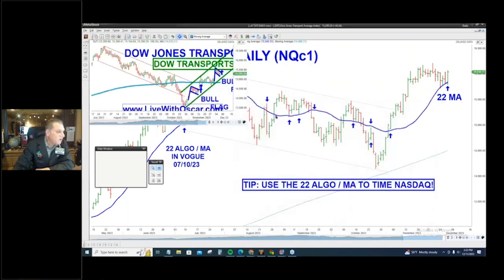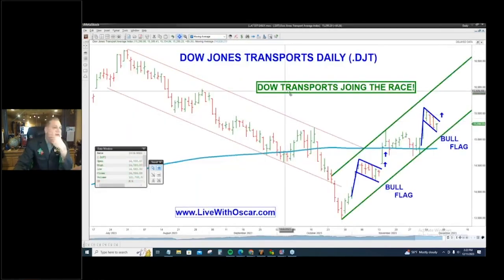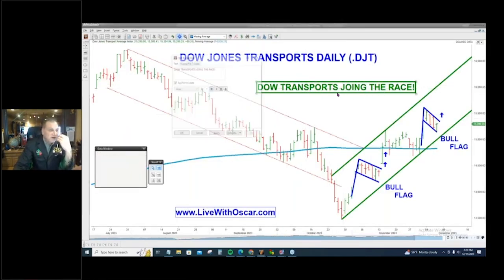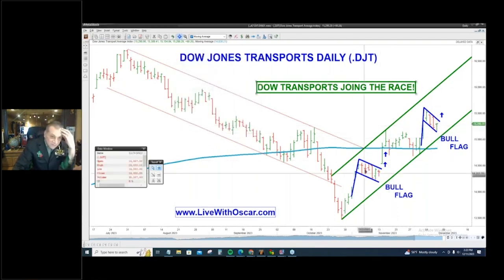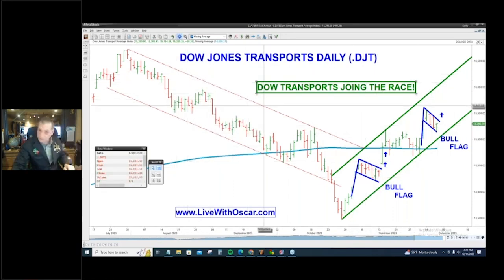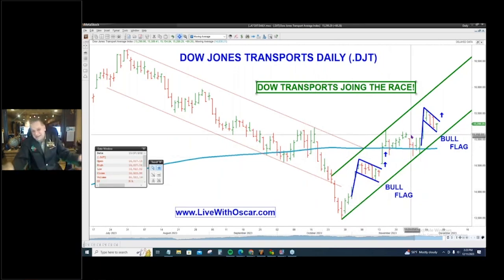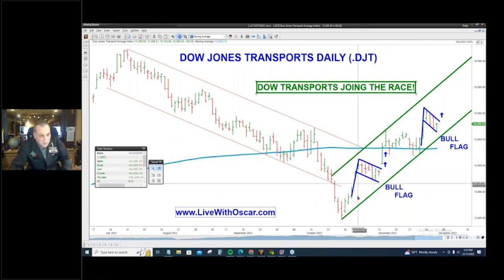What else do we have? Oh yeah, now look at this. The Dow Jones Transportation Average is joining the race. So anyway, let me slow down. It's simple stuff, right? It was in a bearish channel, red, got under the 200 bar moving average, started to create bullish upward momentum. So the channel, I made it green, make it simple. Now it's moving up. Well, look at this bull flag. Anyone can see it. Breaks out of the bull flag.